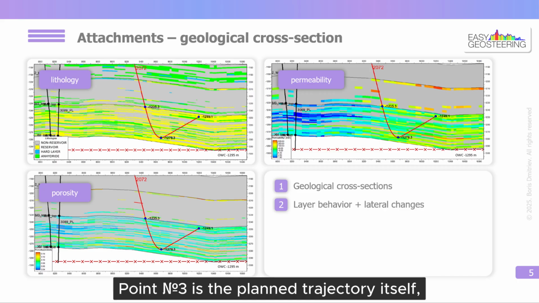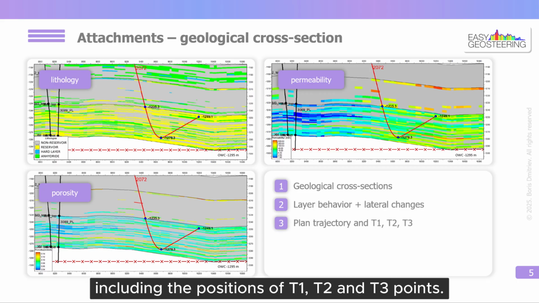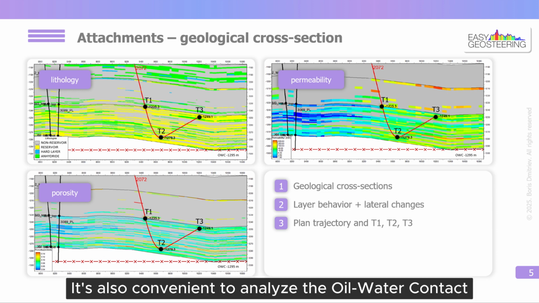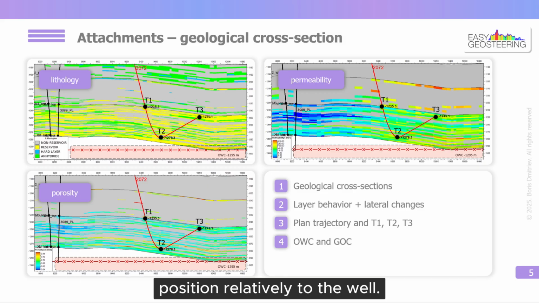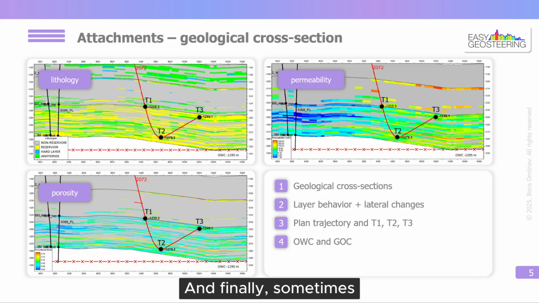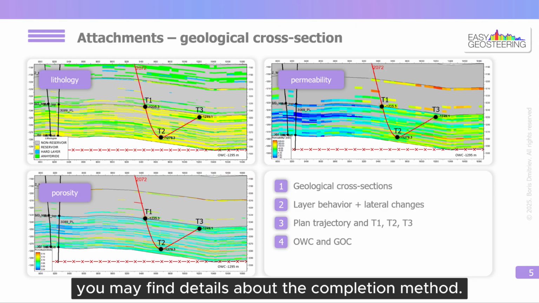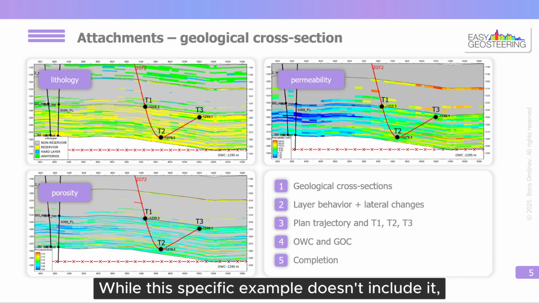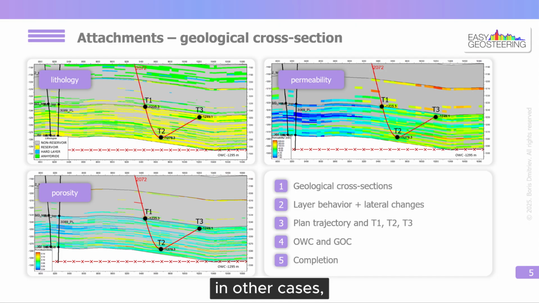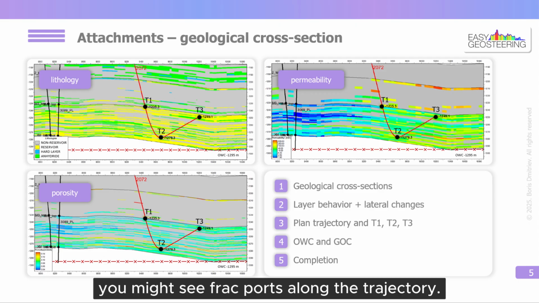Point number 3 is the plane trajectory itself, including the positions of T1, T2, and T3 points. It's also convenient to analyze the oil-water contact position relatively to the well. And finally, sometimes you may find details about the completion method. While this specific example doesn't include it, in other cases you might see frac ports along the trajectory.